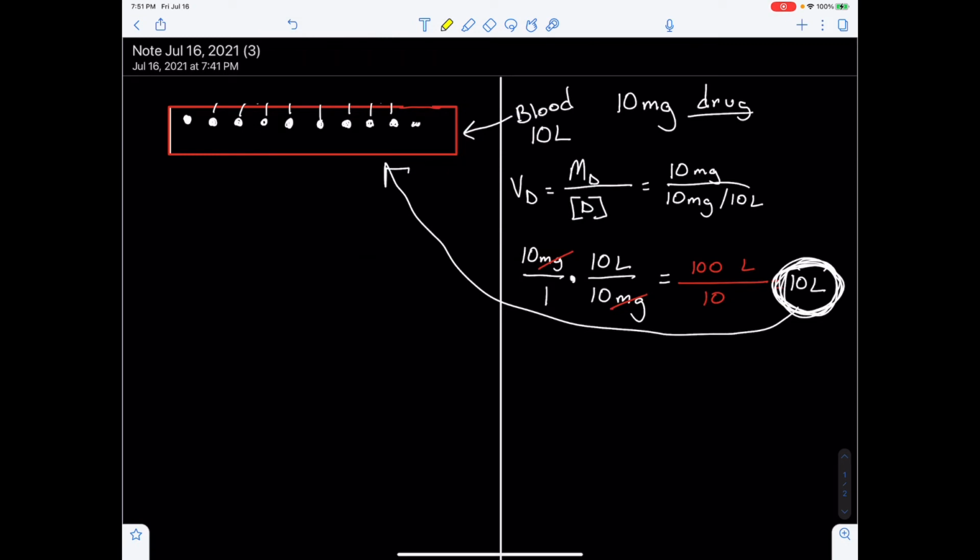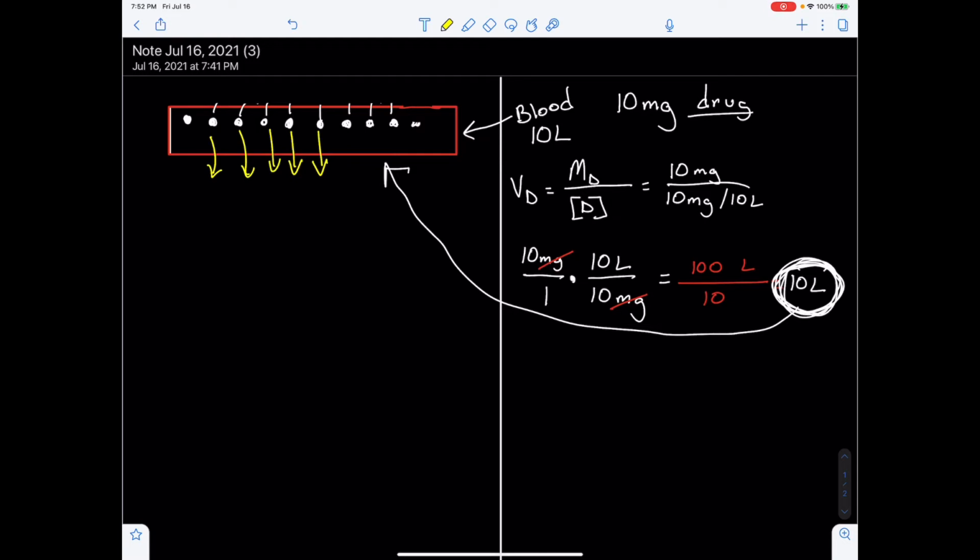We're going to say that 8 milligrams of the drug left the vascular compartment and went to tissue. So this guy left, this guy left, this guy left, this guy left, this guy left. In fact, let's just do 5. This way we can do this a couple of times. So let's say that 50% of the drug left.